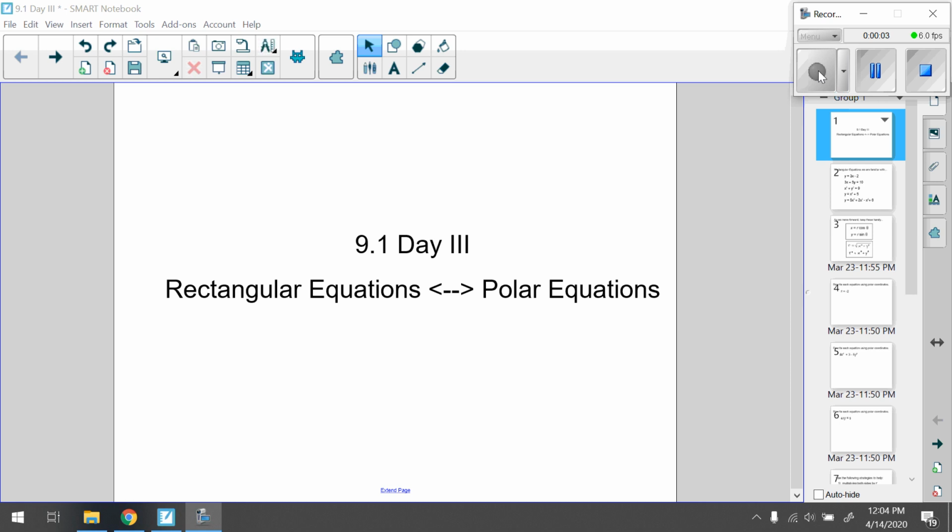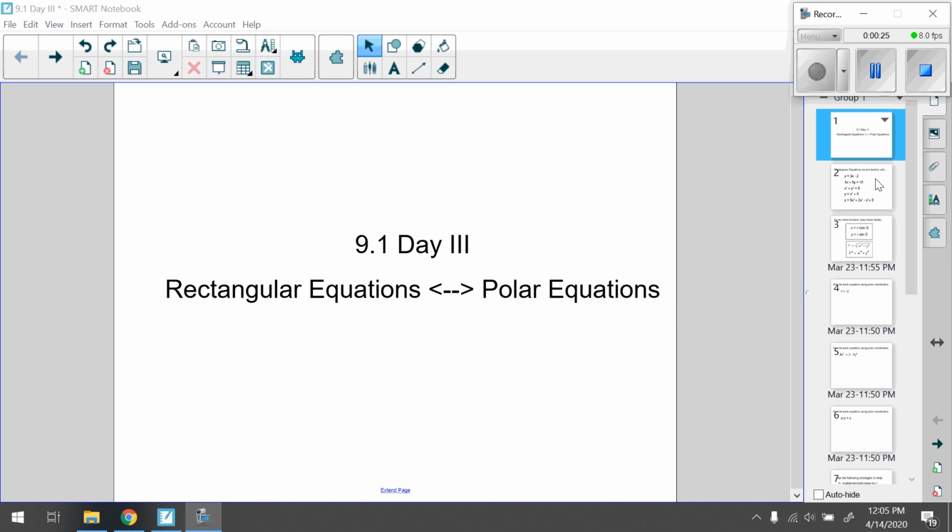Hello again, class. Today we're going to spend one more day in lesson 9.1. The last lesson we were converting rectangular coordinates to polar coordinates and vice versa. And today we're going to be converting rectangular equations to polar equations and the other direction.